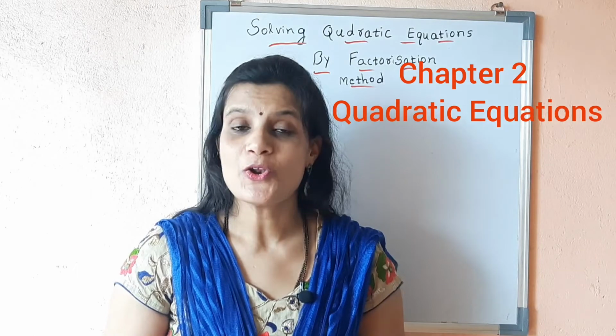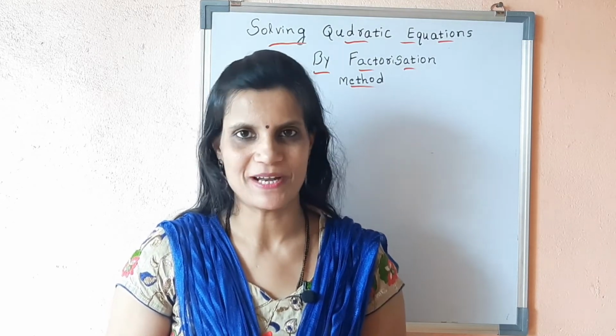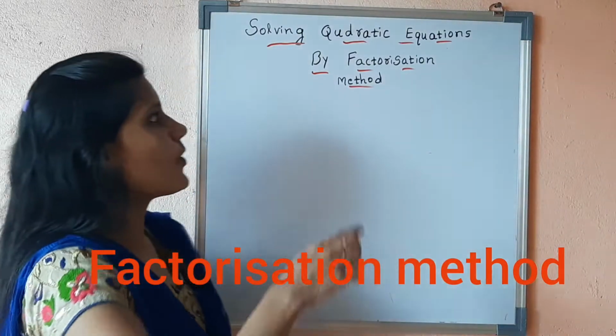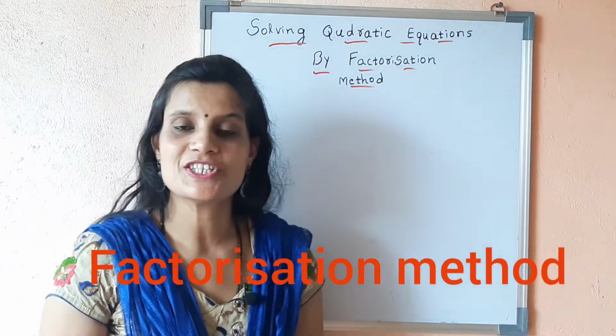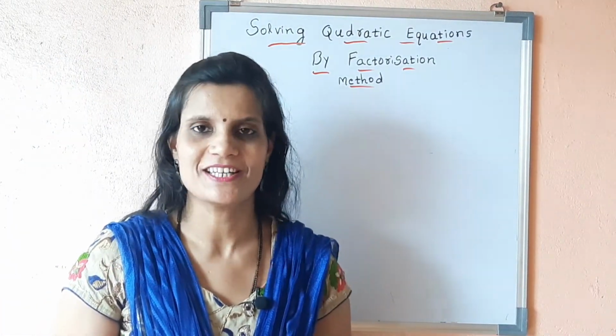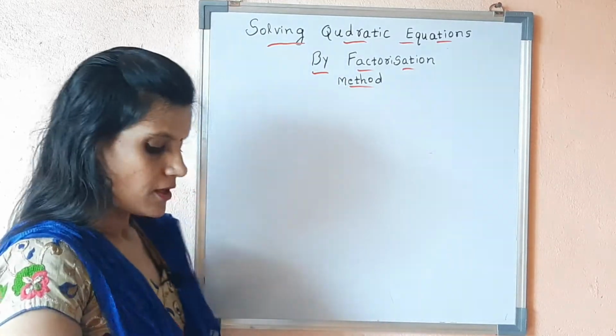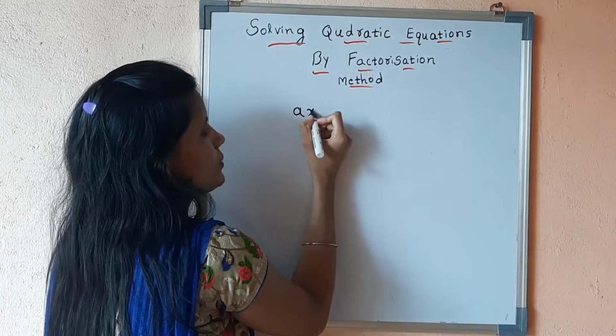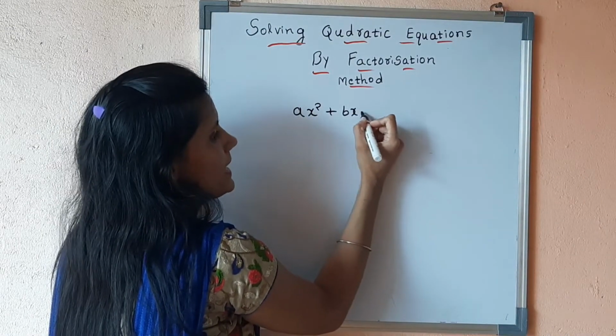Students, we have already finished your quadratic equations practice set 2.1. Today, we are going to learn how to solve quadratic equations by factorization method, that is your practice set 2.2. You all know the general form of the quadratic equation, that is ax square plus bx plus c is equal to 0.